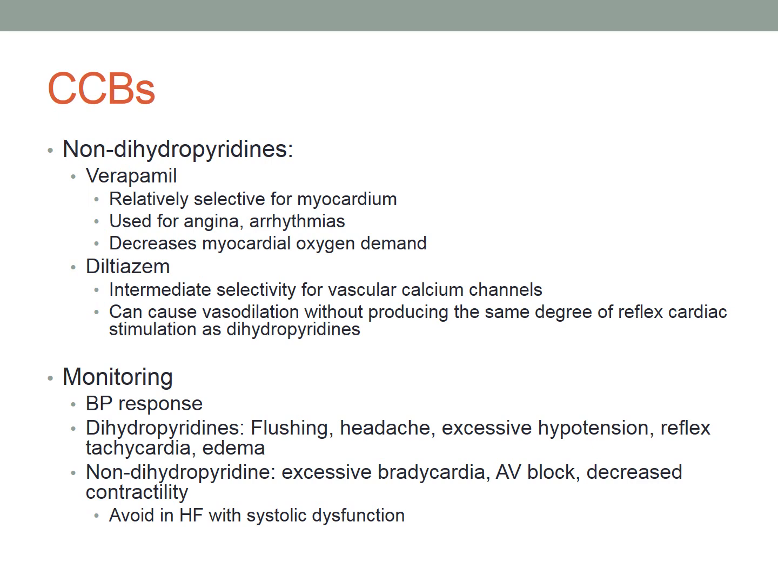So the non-dihydropyridine calcium channel blockers are used for some of those other indications. Verapamil, one of these non-dihydropyridine calcium channel blockers, is relatively selective for myocardium, and it's used for angina and arrhythmias, and it decreases myocardial oxygen demand. Diltiazem has intermediate selectivity for vascular calcium channels, and can cause vasodilation without producing the same degree of reflex tachycardia stimulation as some of those dihydropyridines can.